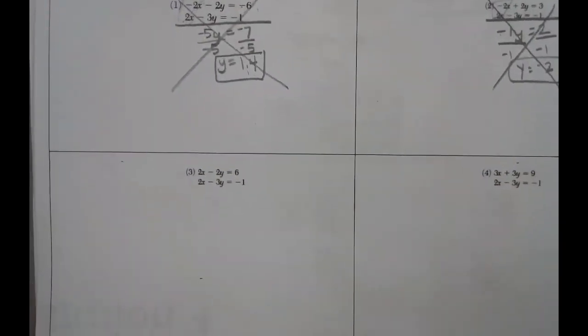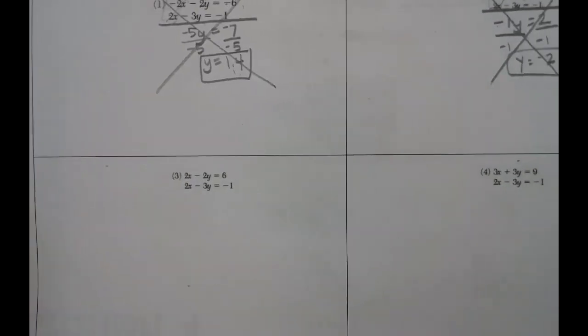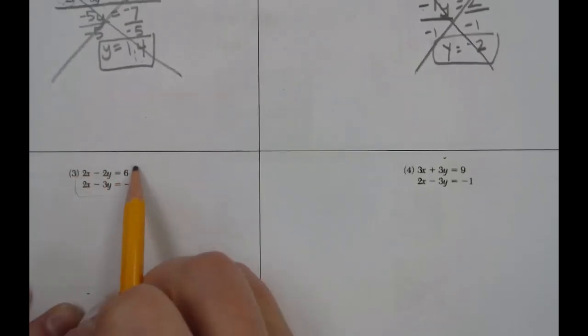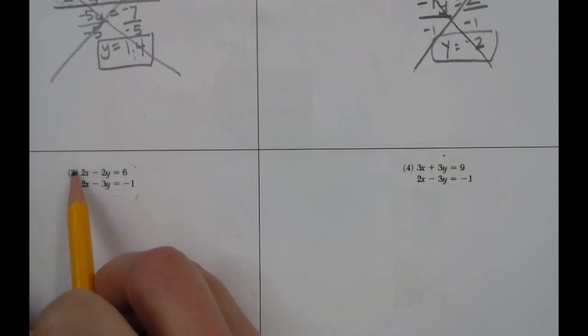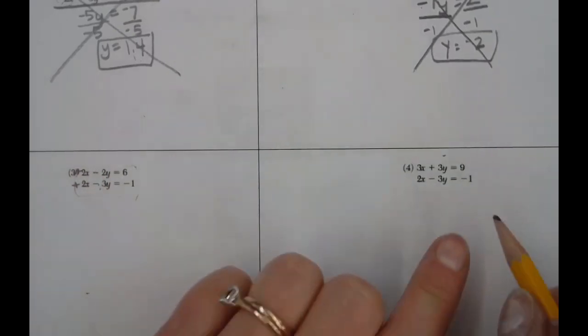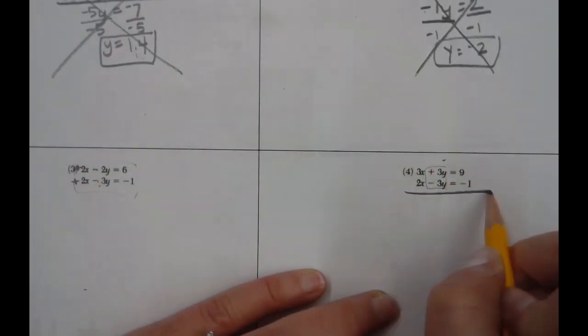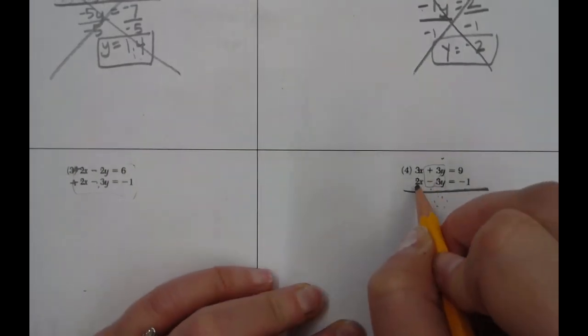Next one. I'm actually going to jump to 4 just because 3 does not have a 0 pair created, right? 3 has to be manipulated in some way, right? Both of these are positive and both of these are negative. However, over here when we look at 4, these y's are set up for us. They're already ready to be 0 paired. So let's just go with this real quick.